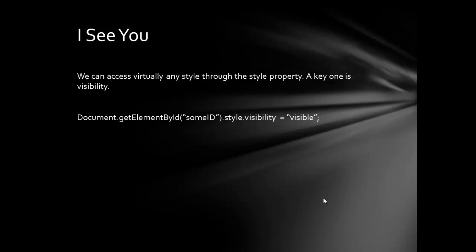But we can access virtually any one, like visibility. Some of you may have been on applications before where you click on a button and something shows up on your page. There are many ways to do that, and one way might be using the style class with a visibility property. So you have here, go into my document, grab my element with the ID of someID, and go into the style of that and change the visibility of that style to visible, to have it show up.